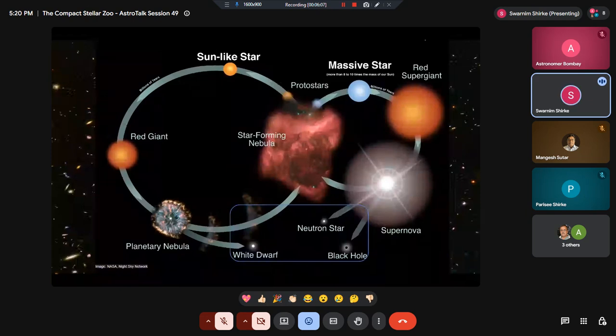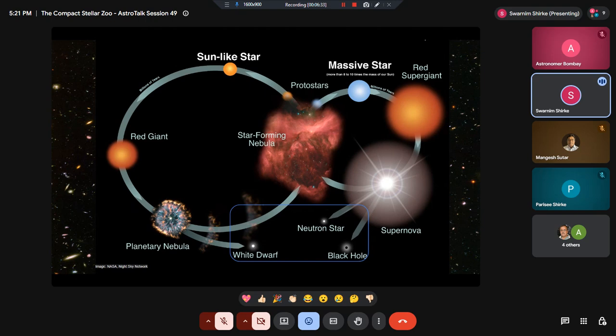Basically all the outer material is shed off, leaving something at the center. That's a very dense core, because a lot of material has come together and been pressed and crushed. So this core is very dense, and that core ends up as something that we call a white dwarf. Okay, if the star is massive, it undergoes a slightly different phase.